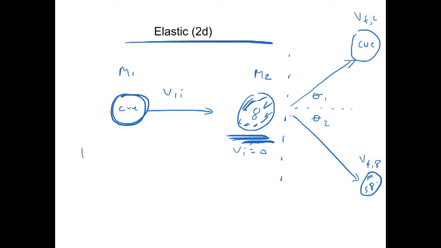So the initial amount of kinetic energy is just 1/2 the mass of the cue ball times V, I'll call this VC initial squared, C for cue ball. That's all of the initial kinetic energy. And the initial momentum equals MQ times VQ initial. And it's important to know that this momentum is all in the x direction.